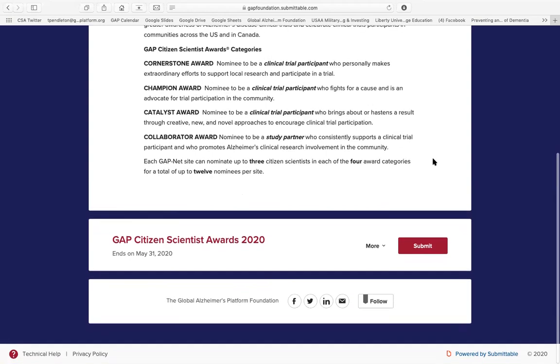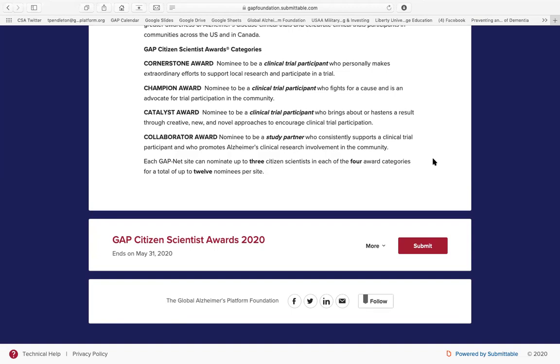The Catalyst Award is the clinical trial participant who brings about or hastens a result through creative, new, and novel approaches to encourage clinical trial participation. And this year, we've introduced the Collaborator Award. This is a study partner who consistently supports a clinical trial participant and who promotes Alzheimer's clinical research involvement in the community. Again, these individuals could have been involved from January of 2017 to June 30th of 2020.